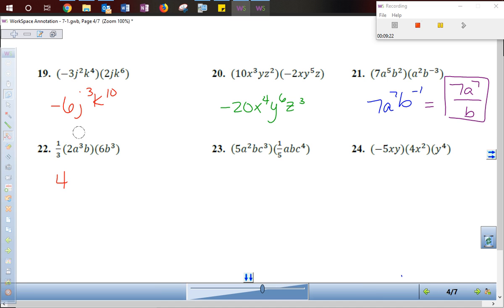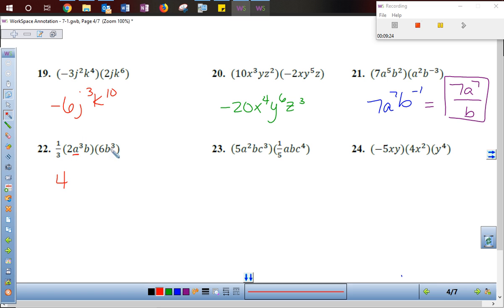Then I can look at my a variable. Well, there's only one a in my entire problem, so I'm just going to bring that guy straight on down. And then finally I have a b and a b to the 3rd, which gives me b to the 4th.